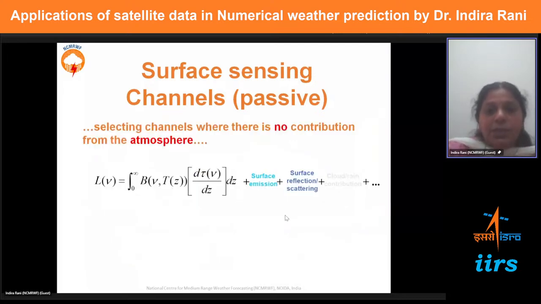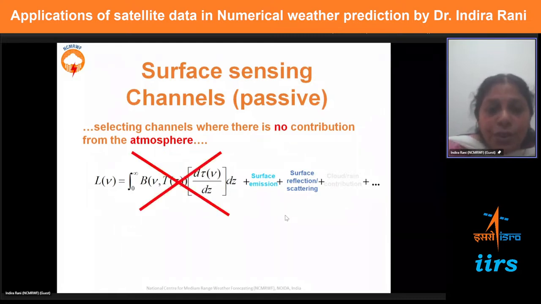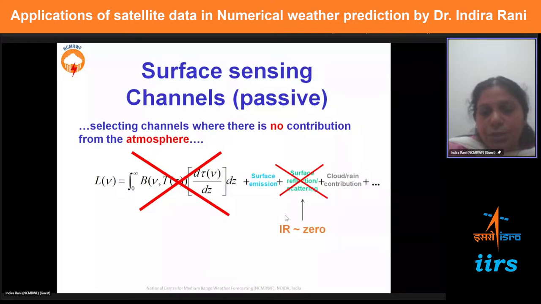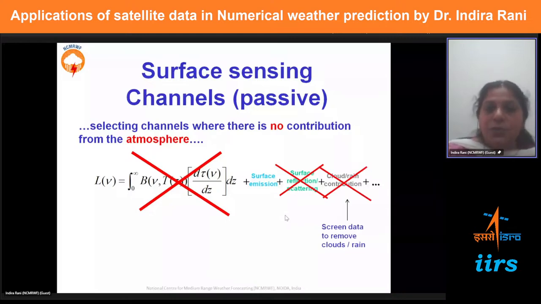So again the same equation, where we are assuming that it is only the passive surface sensing channel. We are not considering the scattering. So there is no contribution from the atmosphere. This is the assumption. So we have to select those channels where there is no contribution from the atmosphere and there is no scattering. So only the surface emission will come. So this is the passive surface sensing channel.